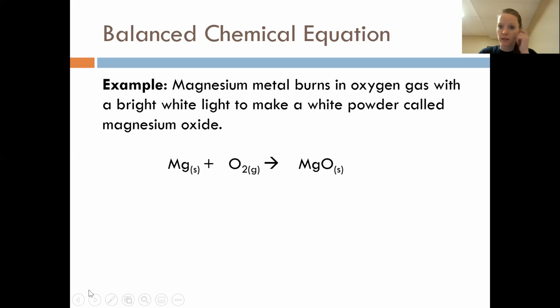Now it's not balanced. If you look at the left-hand side, the reactants, and the right-hand side, the products, the left side shows 1 magnesium. The right side shows 1 magnesium. Perfect.